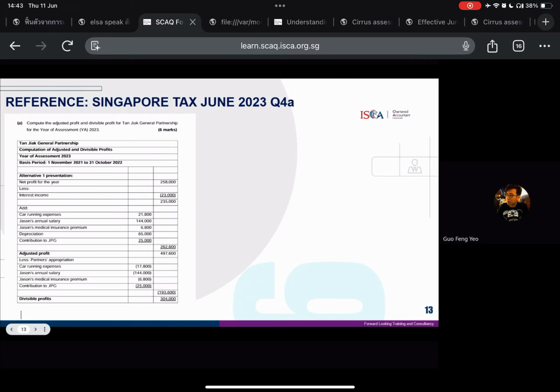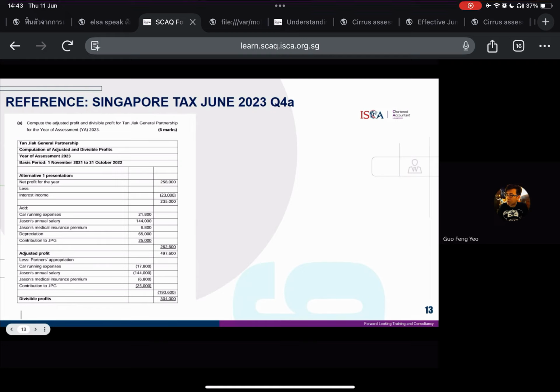So, alternative 1 presentation. The reason why it's alternative 1 is because, as mentioned earlier, the presentation format itself may be one of the ways that you choose to present it. While it is technically a recommended table for you to present your solutions, please note that if you are able to present all the components on how you derive the adjusted profit and divisible profit for Tan Jiak General Partnership, you will be able to attain the required marks for this question.